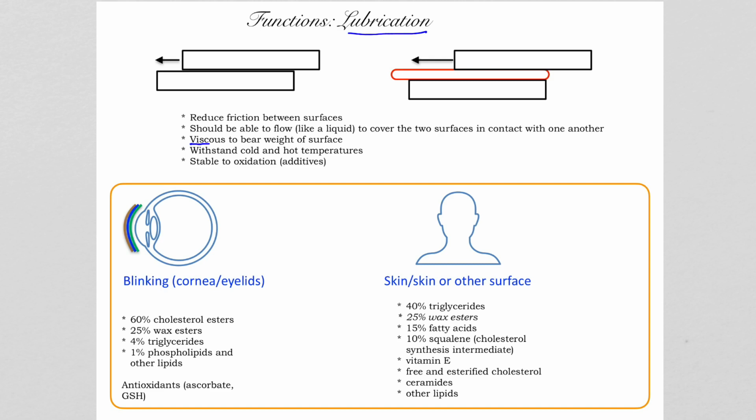They make the secretions more viscous so that it behaves as a good lubricant and can bear the weight of the surface that is hitting the lubricant. The wax esters probably also increase the boiling point and decrease the freezing point of the secretion so that the secretions can withstand cold and hot temperatures.